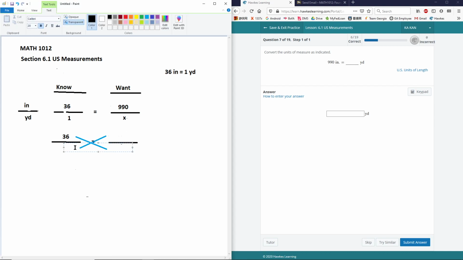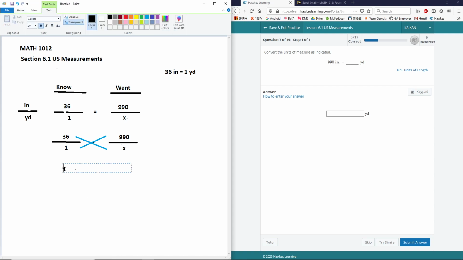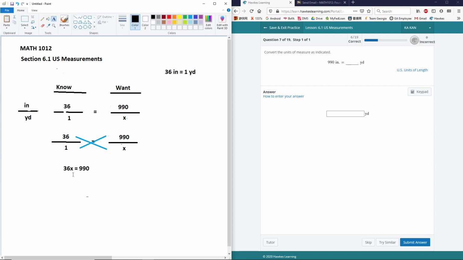So now let's look at this guy. And that's when you do the cross multiply thing. Cross multiply, and you should have 36x equals 990. And now look at this. You have to divide both sides by 36. Remember, always divide by the number in front of x. So let's see.